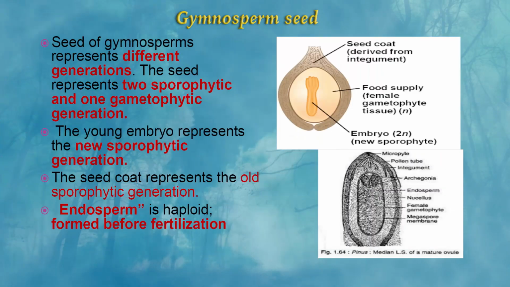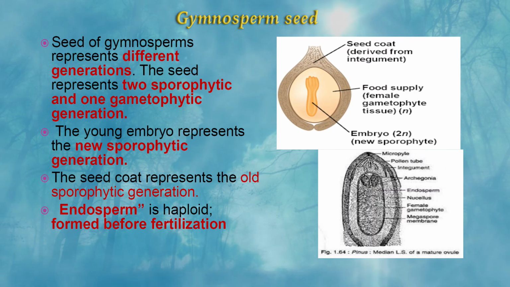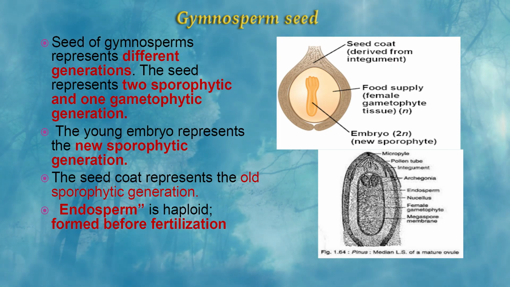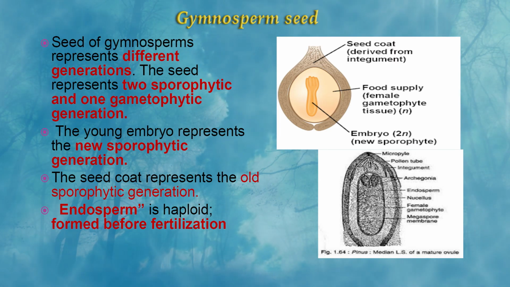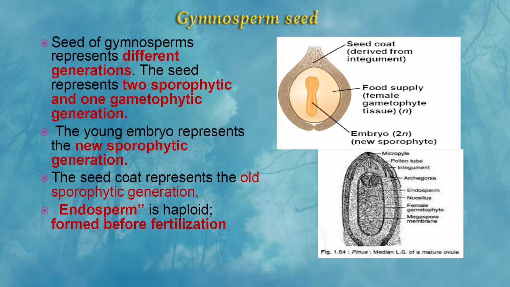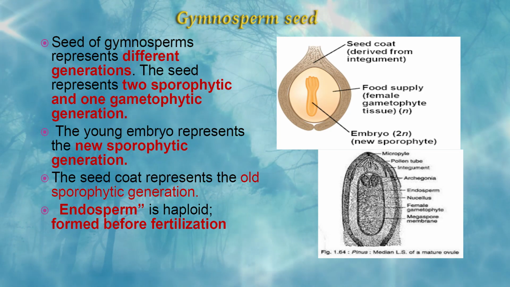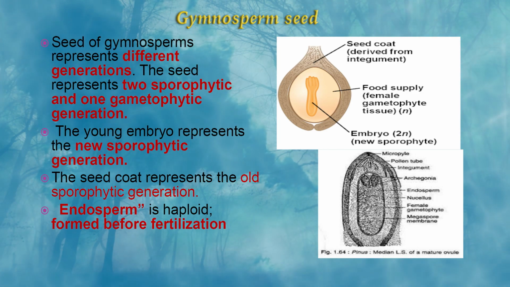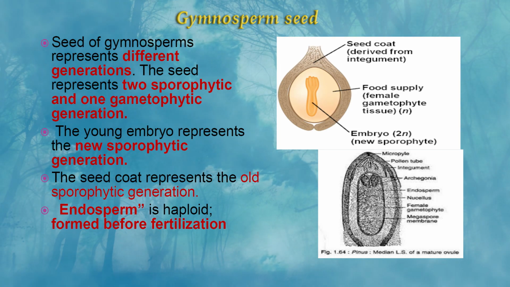A very important characteristic of the gymnosperm seed is that it has 2 sporophytic and 1 gametophytic generation. How can that be possible? The seed coat is the old sporophyte, while the young embryo which has developed is a new sporophytic generation, and the female food supply, which is a gametophytic tissue, is there.